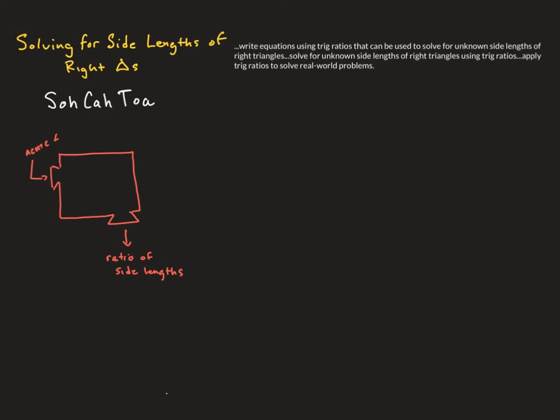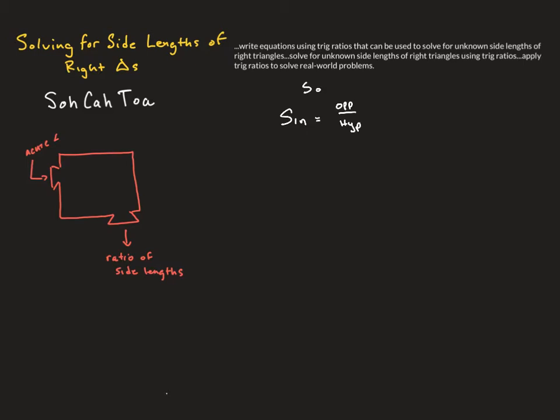As we continue using our trigonometric ratios, we are going to use them in solving for side lengths of right triangles. We want to be able to write equations using our trig ratios that can be used to solve unknown side lengths of right triangles, and then solve for them using these ratios and apply those in real world problems. Okay, so just remember, sine is equal to the opposite over the hypotenuse.